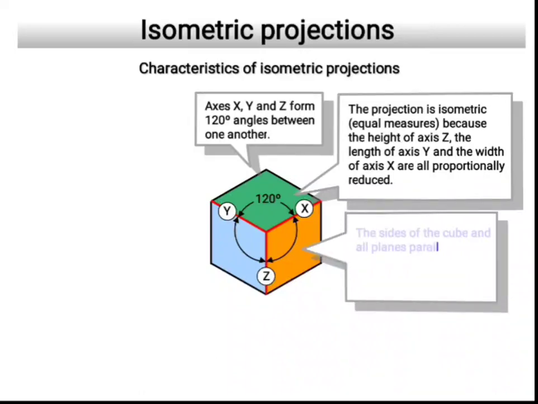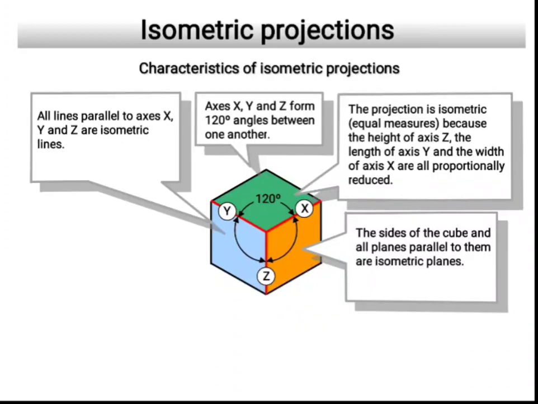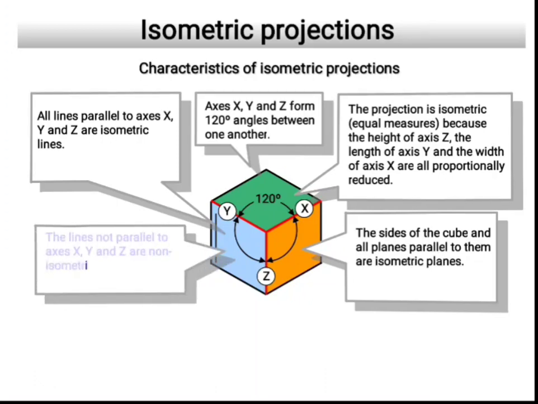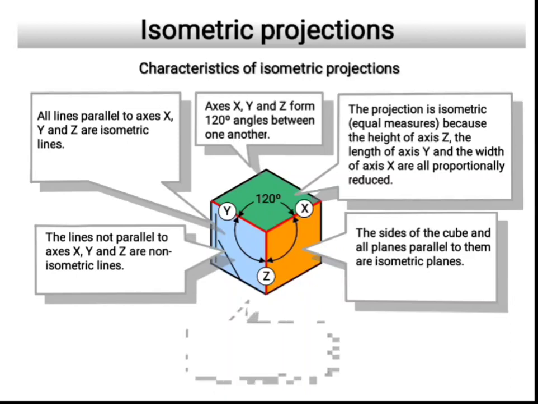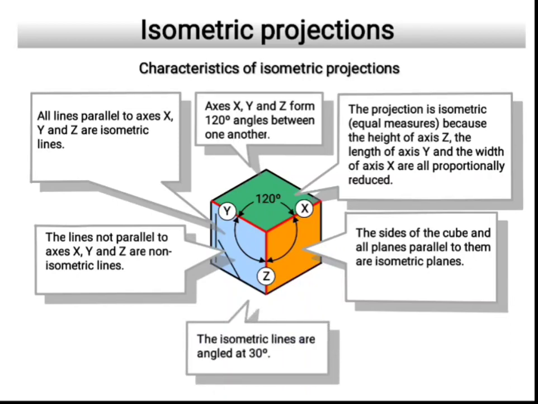The sides of the cube and all planes parallel to any one of these surfaces or planes are called isometric planes. All lines parallel to the axis x, y or z are called isometric lines. And all the lines which are not parallel to any one of these axes are called non-isometric lines. The isometric lines are angled at 30 degrees.